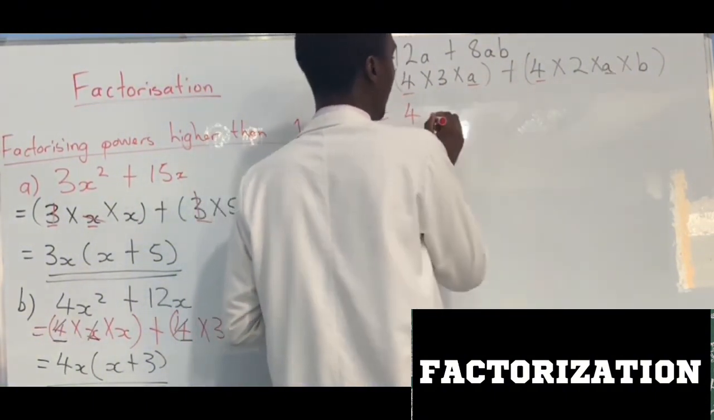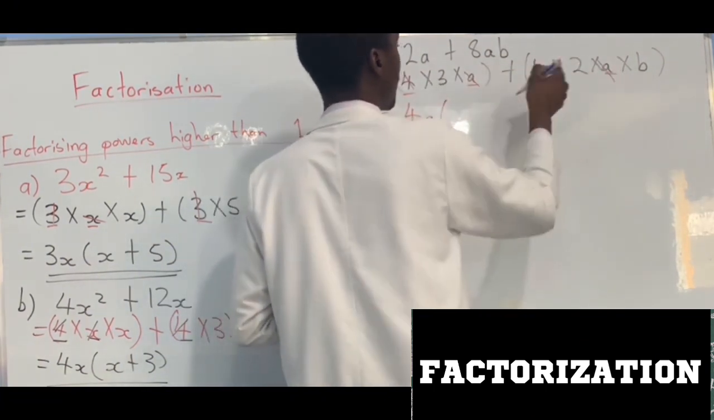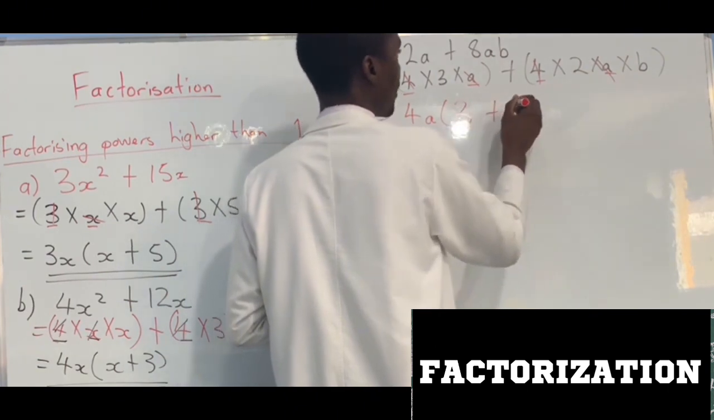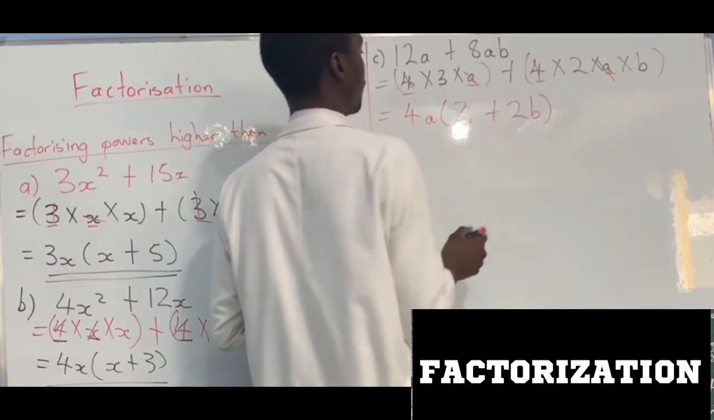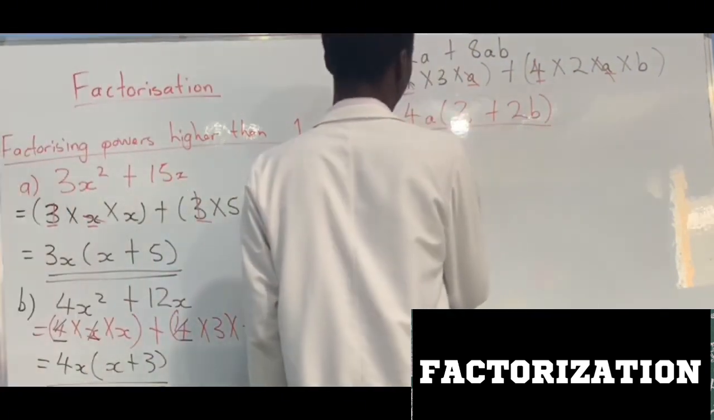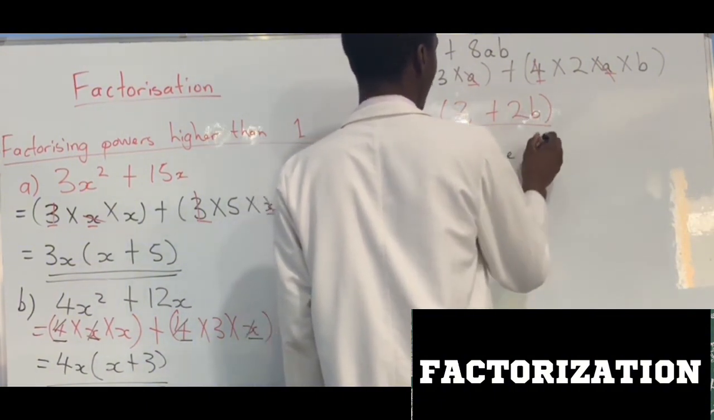There's an a here and an a there. We write it as another common factor. No more common factors. So the remaining factors will be 3 plus 2 multiplied by b, which is 2b. Alright, then we move on to our next example. So we're going to have the last example.